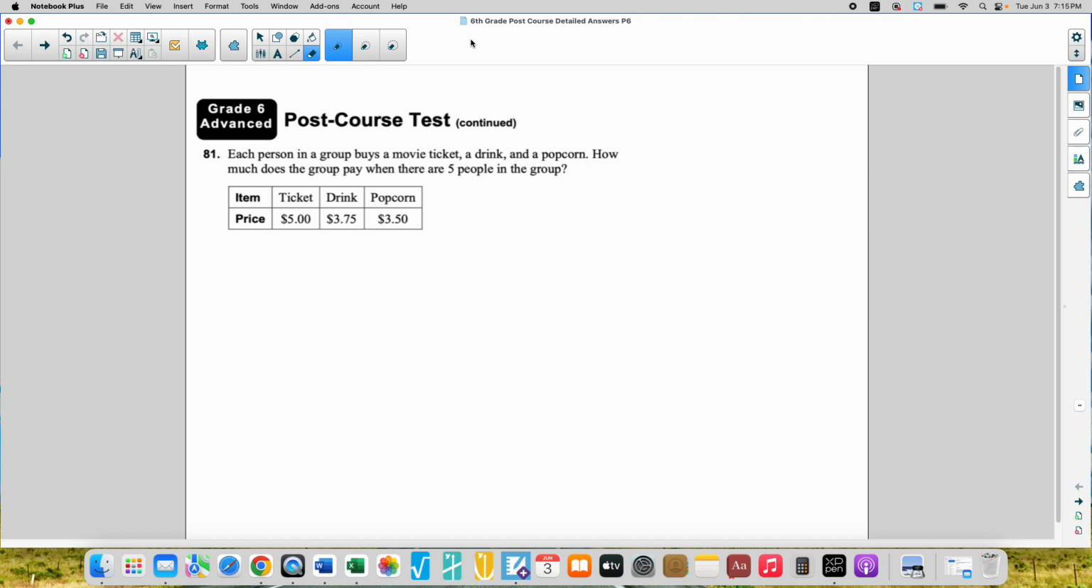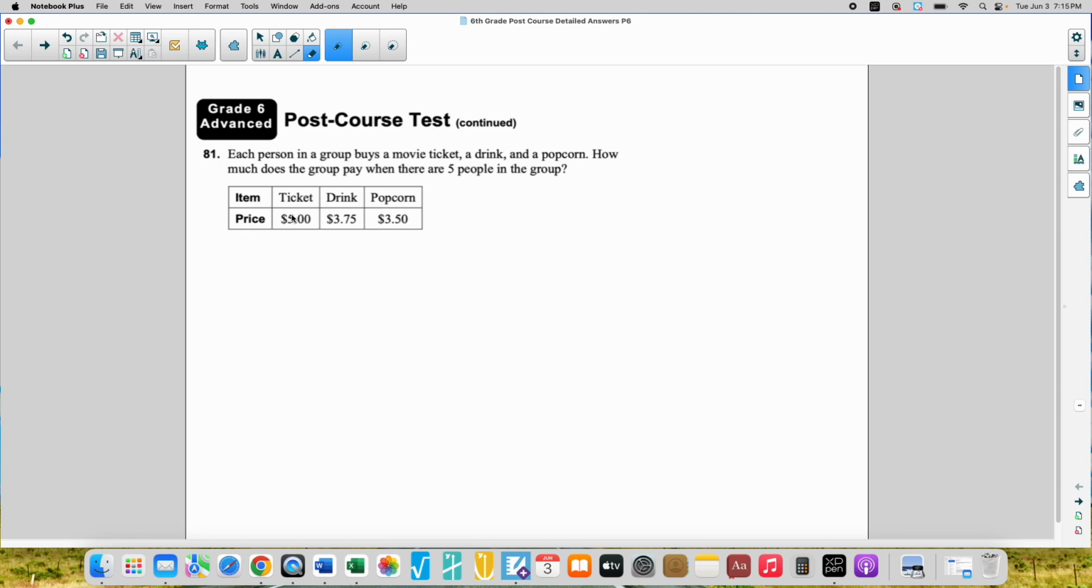The last page, page 6 of the 6th grade post-course detailed answers. Question number 81 starts off with each person in a group buys a movie ticket, a drink, and a popcorn. How much does the group pay when there are 5 people in the group?